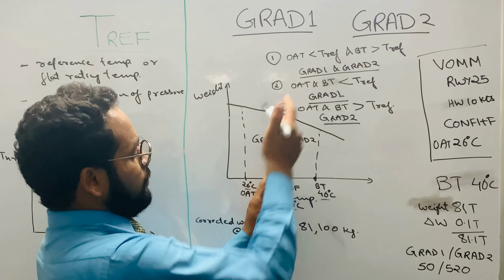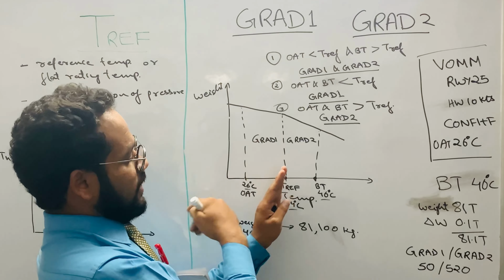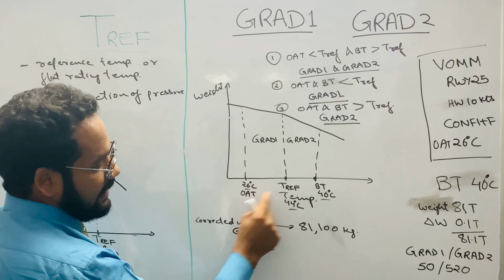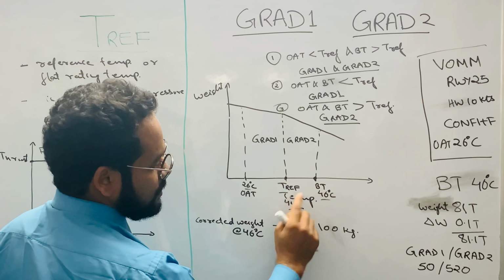If both of them are on the left side, suppose OAT and box temperature are lesser than Tref, then only grad 1 is applicable. And if both of them are on the right side of Tref, then grad 2 is applicable. So let us understand the first case where we have OAT less than Tref and lowest temperature greater than Tref.